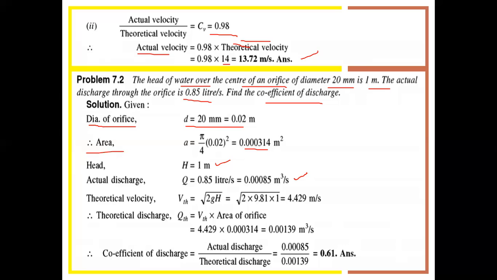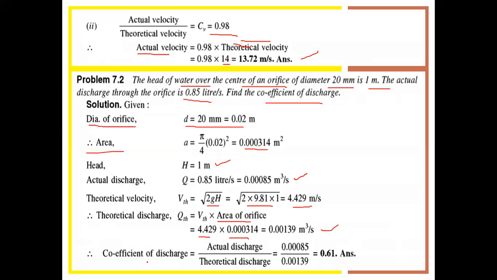This is the actual discharge. Then what is the theoretical discharge? V theoretical is equal to root 2gH, that is root of 2 into 9.81 into 1, that is 4.429. Then theoretical discharge is equal to V theoretical into area of the orifice. So we will get this.